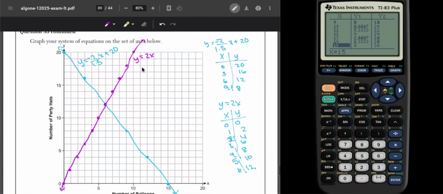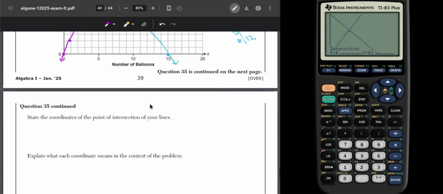So I can see from my graph, but also I can see on the graph on my calculator that there's a point of intersection. That point of intersection is right here. If I didn't see that on my own graph, but I saw it in my calculator, I want to find this point of intersection. I can go to second, trace, go down to 5, hit enter, and it's going to tell you your point of intersection is 6, 12. So state the coordinates of the point of intersection is going to be 6, 12.